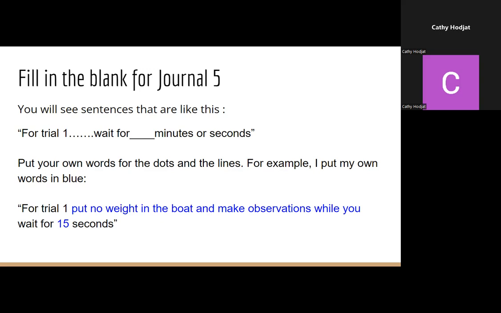So the Journal 5 is actually after you build the boat and then you test it. Well, your Journal 5, you don't have to have your boat built for Journal 5. So for Journal 5, you really just want to think about the procedures for your trials. So you don't have to have the boat built for that yet. You want to make sure that we have the procedure before we are ready to test it.